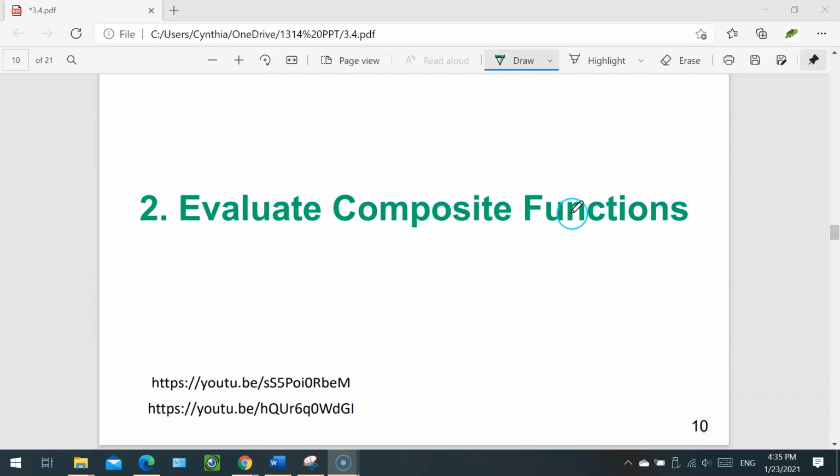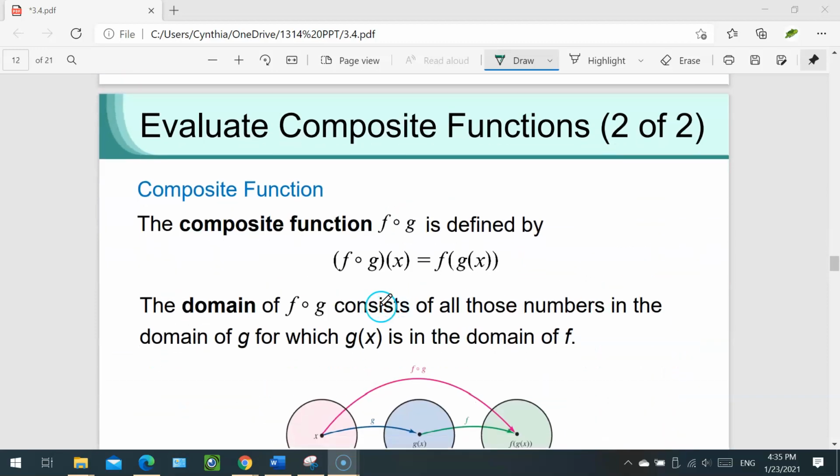Evaluate composite functions. So the composite function f open circle g, this is not a dot, this is an open circle. We call it f compose g, and it is defined by f compose g at a point x is equal to f open parenthesis, you have the g function inside, close.